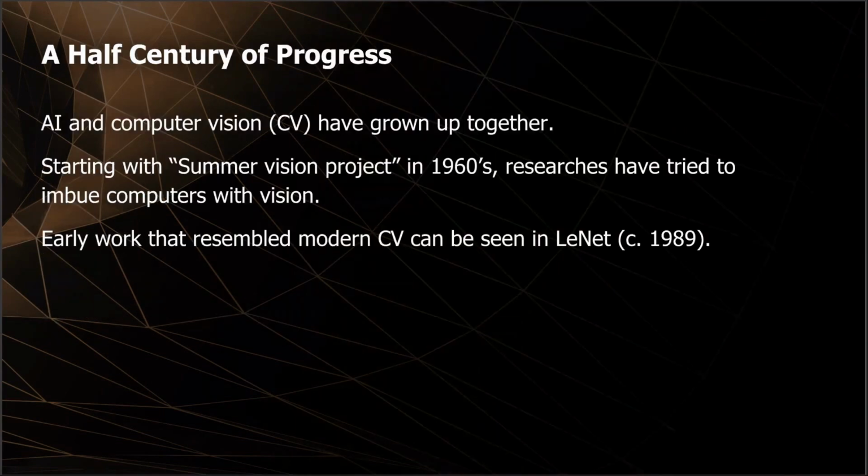Now, to get into this, I'd like to give a brief history of computer vision, where it started and how it's progressed over the years. Really, AI and computer vision have grown up together, starting with the Summer Vision project out of MIT in the 1960s. Researchers have been trying to enable computers with the power of vision.